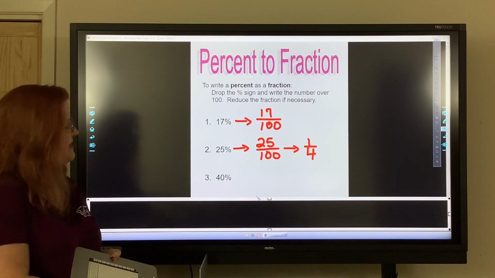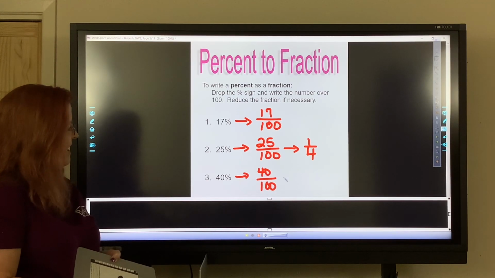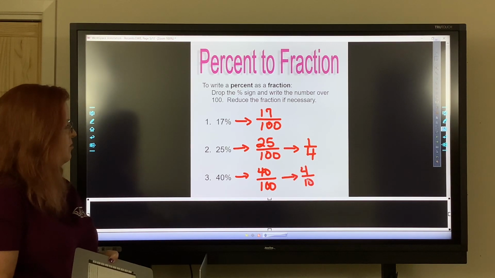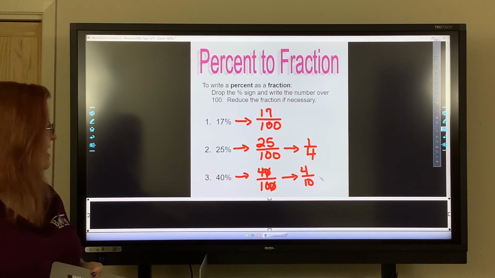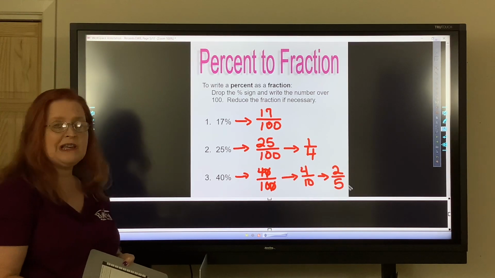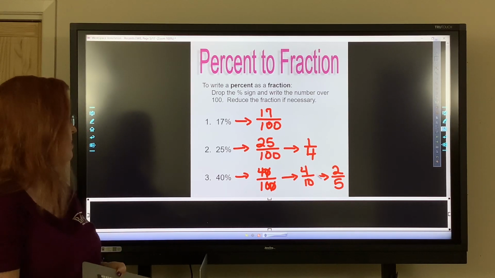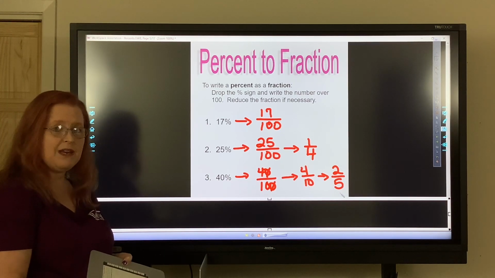All right, 40%, we would write it as 40 over 100. That can reduce to 4/10 because I just took off the 0. And then this is a little easier to reduce now. And 4 and 10 have 2 in common, so divide by 2 and get 2/5. And reducing, you can reduce however you feel comfortable. If you knew that 20 would go into both 40 and 100, you could have reduced it by 20 and immediately gotten the 2/5.